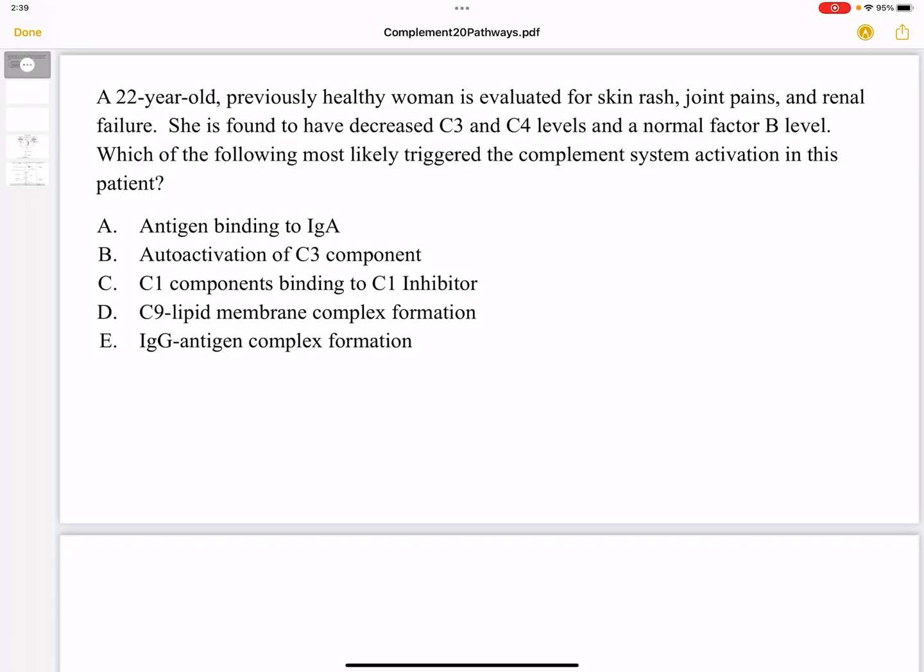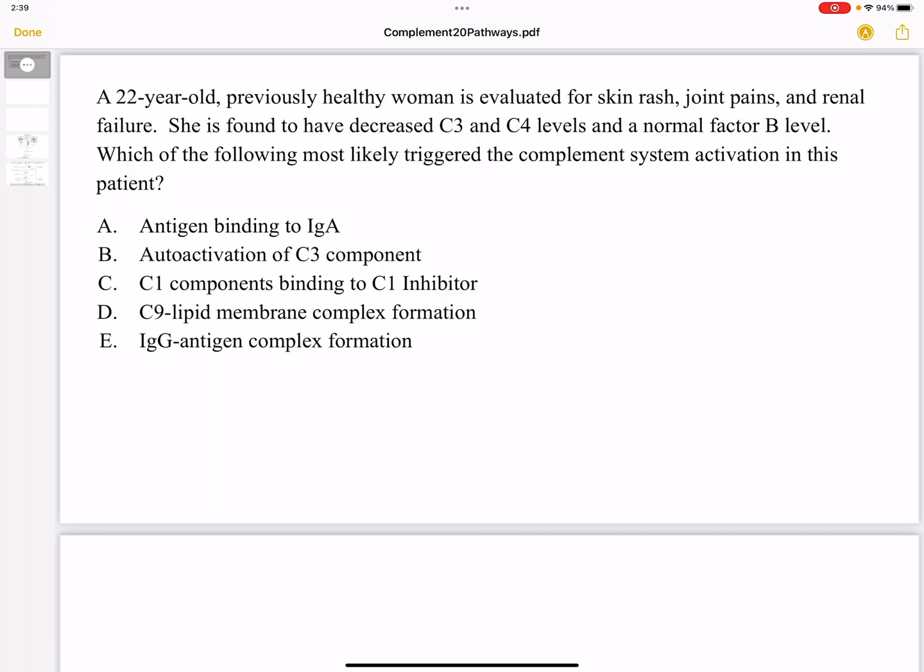A 22-year-old previously healthy woman is evaluated for skin rash, joint pains, and renal failure. She is found to have decreased C3 and C4 levels and a normal factor B level. Which of the following most likely triggered the complement system activation in this patient?